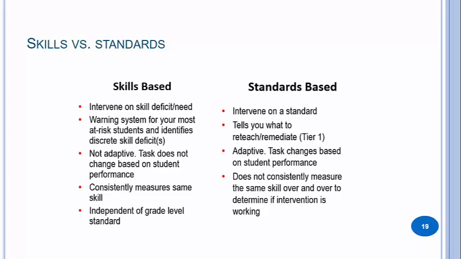So that just really is that side-by-side view to try to help in our state everyone understand when we're talking about tier two and tier three, we're talking about skills-based intervention. When we're talking about tier one and kids who just need help in tier one because they don't have a skills deficit, then that is a standards-based remediation. This is all about definition and what we're defining and what we're looking for.